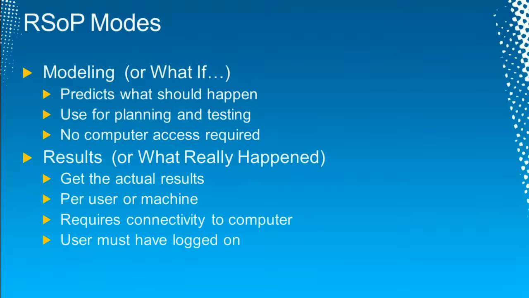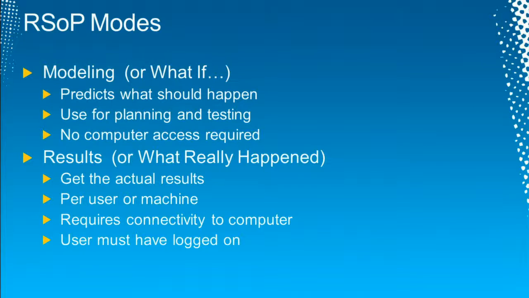Resultant set of policy, there are two ways you can use it. You can use modeling, or kind of what if. Given this computer and or this user, and maybe belonging to these security groups, I can kind of predict what type of result that person will get. I can see that these policies will apply in this order, and the end result will be X. That's terrific for testing and for modeling and planning. Say, hey, we're thinking of a new policy, what is it going to look like?